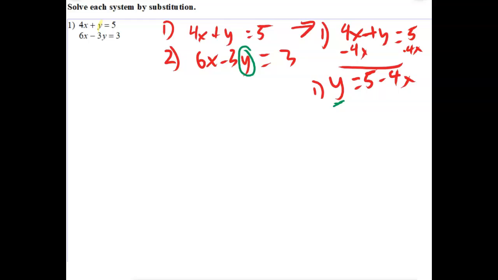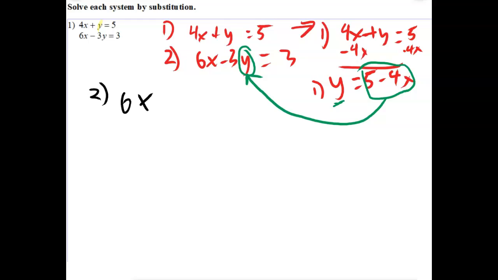So I look at equation 1, and I can use what y equals in equation 1 to replace the letter y in equation 2. And when I do that, this is what my new equation 2 looks like. So I still have the 6x minus 3, and instead of writing y, I'm going to use that 5 minus 4x. Now, this equation has one variable, so I can find a value for x.